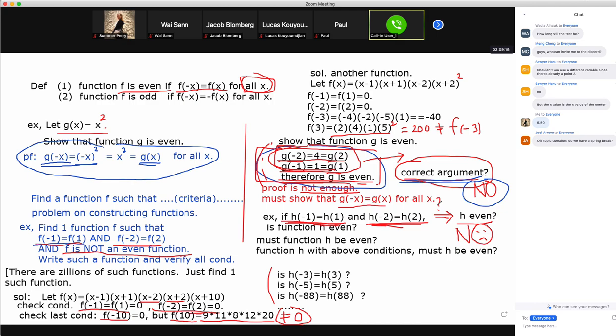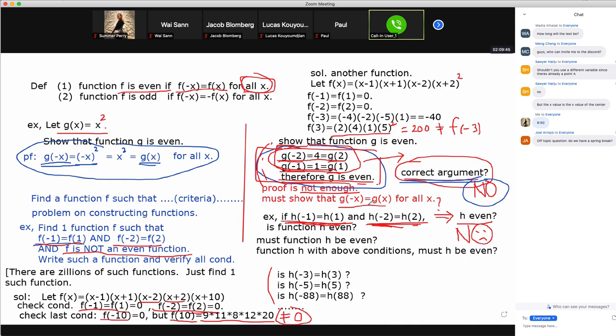The question is not whether g is an even function or not. We know that g is an even function. But here, you have to prove that fact. And if you argue like this, that's not good enough proof. Because if a function has the same value at negative 1 and 1, and the same value at negative 2 and 2, does that make that function even? No, it doesn't. Get that?